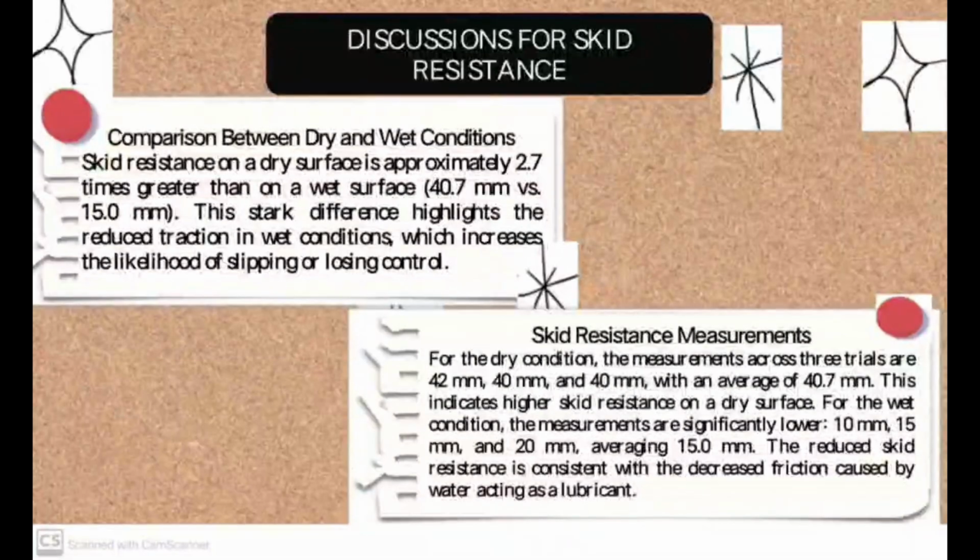Discussion for skid resistance: comparison between dry and wet conditions. Skid resistance on a dry surface is approximately 2.7 times greater than on a wet surface. This stark difference highlights the reduced traction in wet conditions, which increases the likelihood of slipping or losing control.